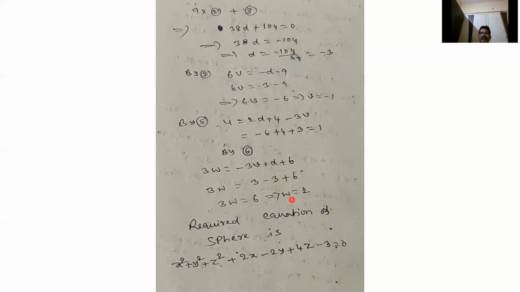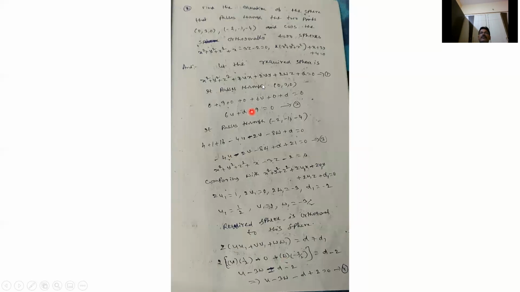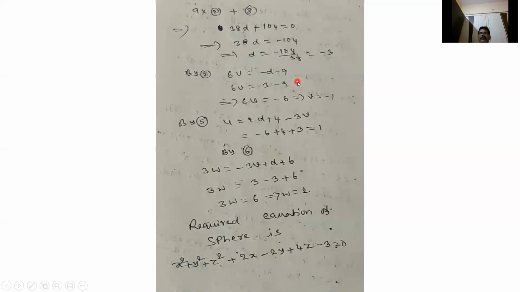Therefore, the required sphere is, by equation 1, 2ux, u is 1, so 2x, minus 2vy, v is minus 1, minus 2y, plus 2wz, 2 into 2, 4z, and d is minus 3. So 2x minus 2y plus 4z minus 3 equal to 0. This is the required sphere.